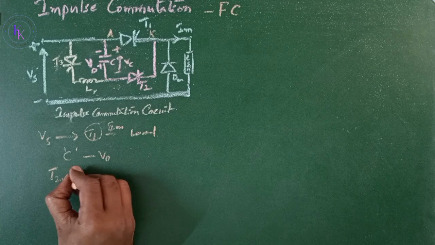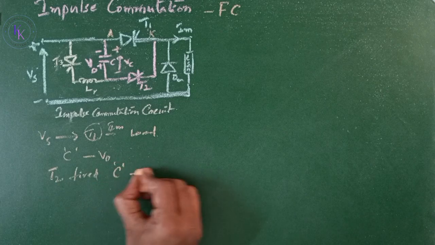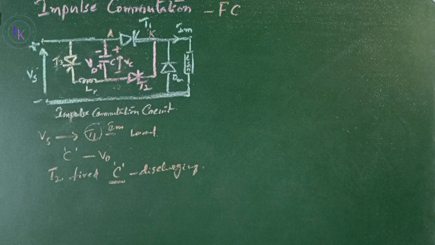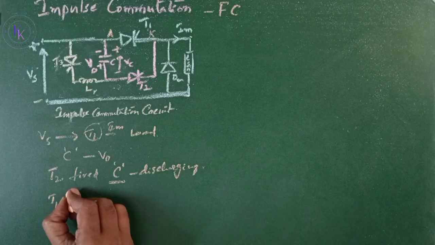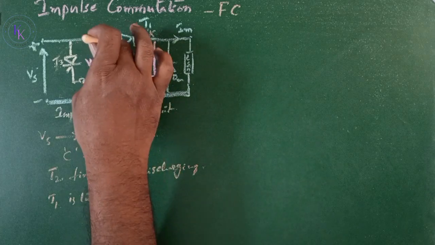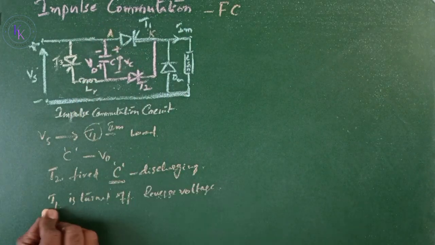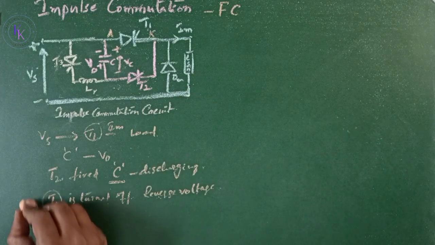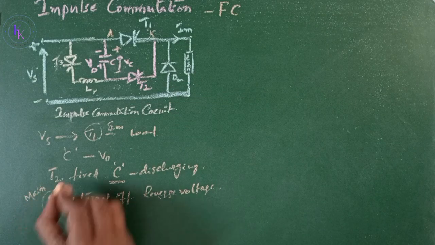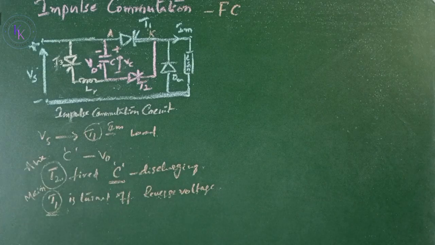When T2 is fired, capacitor C starts discharging, and the capacitor would carry the load current. Due to this, the thyristor T1 is turned off as the reverse voltage is applied to thyristor T1. Here, thyristor T1 can be considered as the main thyristor and T2 can be considered as the auxiliary thyristor.